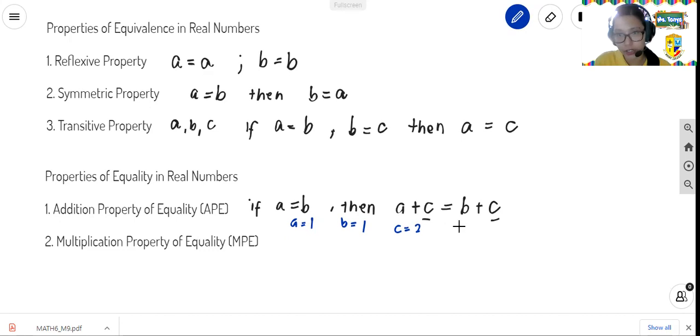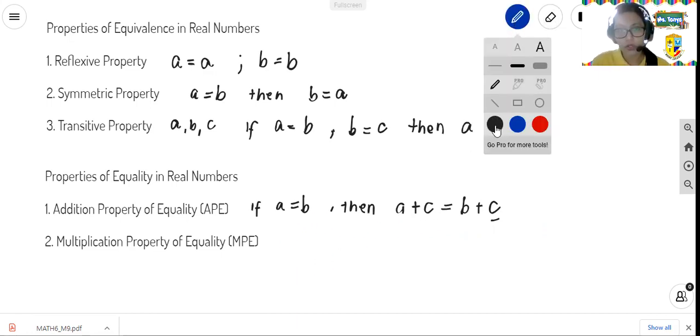If I add here, A, so 1 plus 2 is equal to B, which is 1, so 1 plus 2, it will still be equal. That is what is meant by the addition property of equality. As long as two real numbers are equal, if you add another real number to each of them, the answer will still yield the equivalent value.